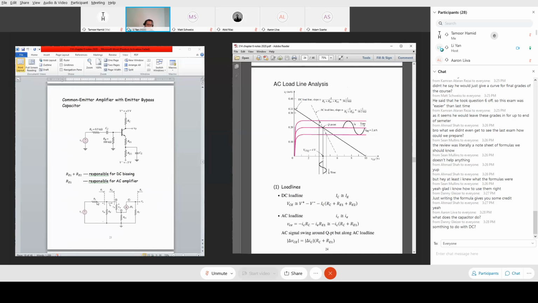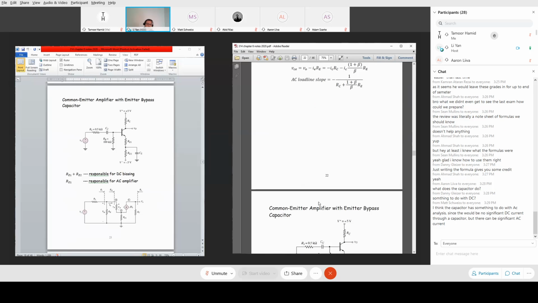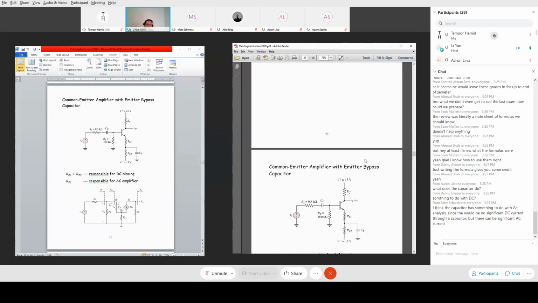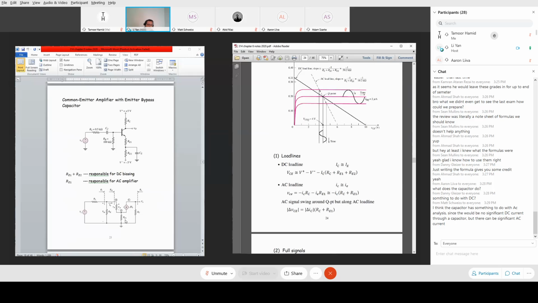How about the AC load line? Previously we just derived the AC load line equation. Previously we derived this equation, the AC load line, and now the RE is contributed only from RE1. So it's basically this voltage amount plus this voltage amount gives you this voltage amount. And the current in this branch and the current in this branch, this IE and IC, are approximately equal, and you get the AC load line. So the resistance RE2 is shorted, and only RE1 is left to contribute to the AC load line slope.